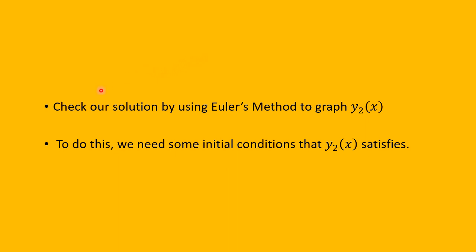So now let's check our solution by using Euler's method to graph that second solution, y sub 2 of x. In order to do that using Euler's method, we need an initial value problem. So what we'll do is use the solution that we just got to compute some initial conditions: what the value of y is at 0.4, and what the value of the derivative of y with respect to x is at 0.4.